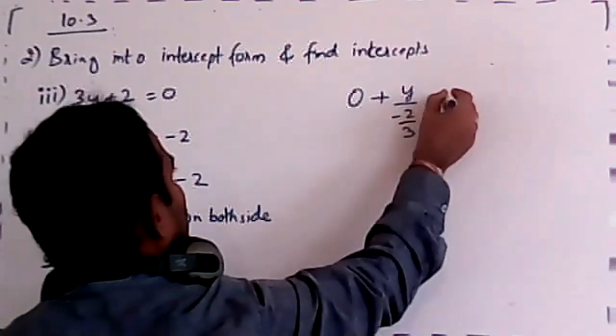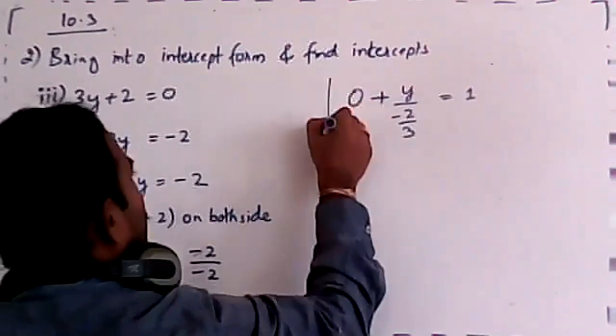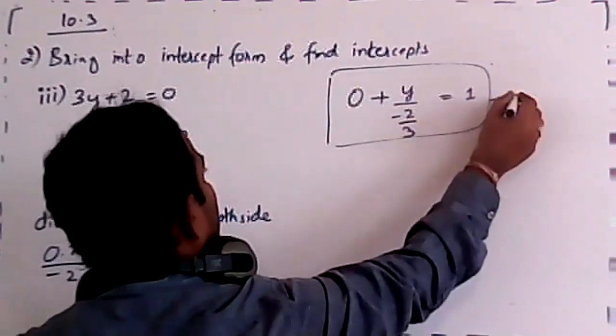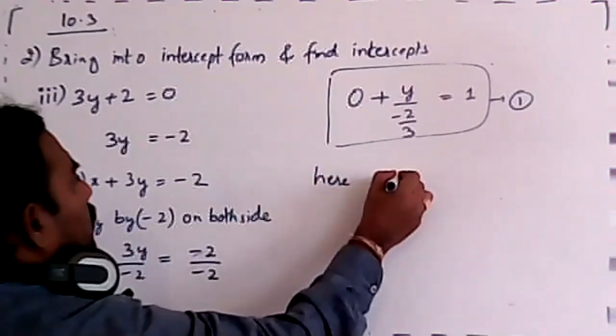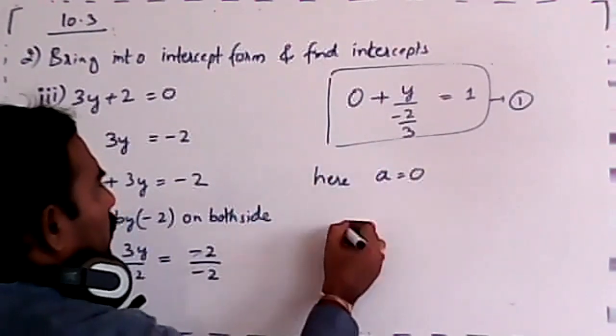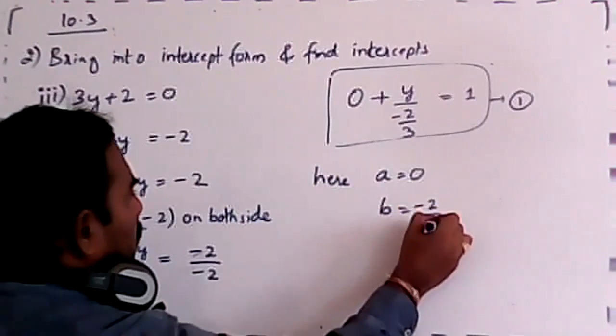Then here it is equal to 1. Let me call this 1. Here a is equal to 0, and b is equal to -2 by 3.